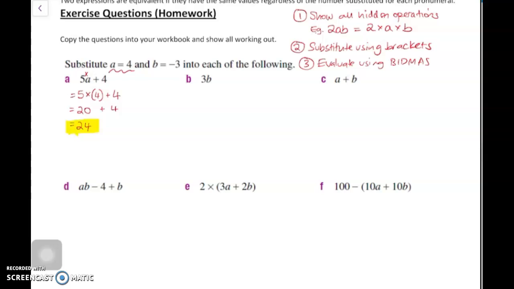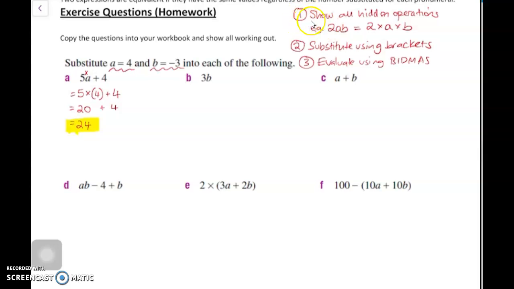Okay, let's have a look at the next question. We are going to do the same 3 steps. The first is we are going to show all hidden operations, which means we're going to put in the times signs next to any numbers and letters stuck together. So in this question, we have 3 and B stuck together, so there should be a times sign between them. The next step is we substitute using brackets. So this becomes 3 times B, which is -3 from the question. And so we're doing 3 times -3, which is -9.